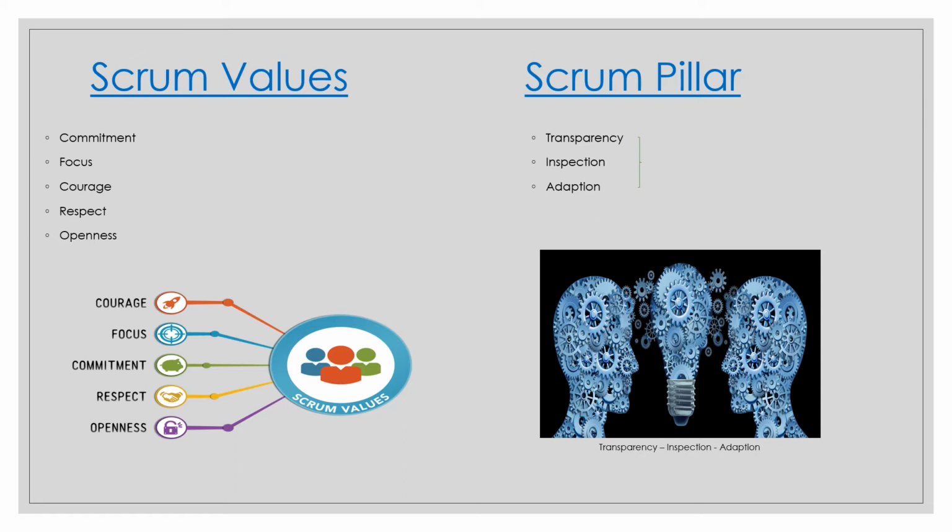What is adaptation? If any aspect of a process deviates outside acceptable limits, or if the resulting product is unacceptable, the process being applied or the material being produced must be adjusted. The adjustment must be made as soon as possible to minimize further deviation. Adaptation becomes more difficult when the people involved are not empowered or not self-managing. A Scrum team is expected to adapt the moment it learns anything new through inspection. A Scrum team should be self-organized, self-managed, creative, productive, flexible and agile.